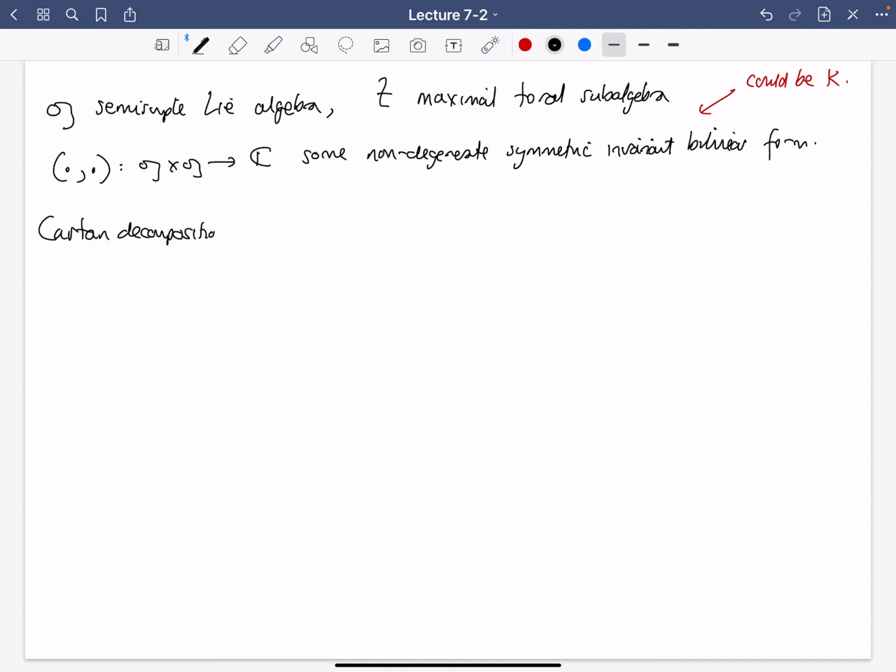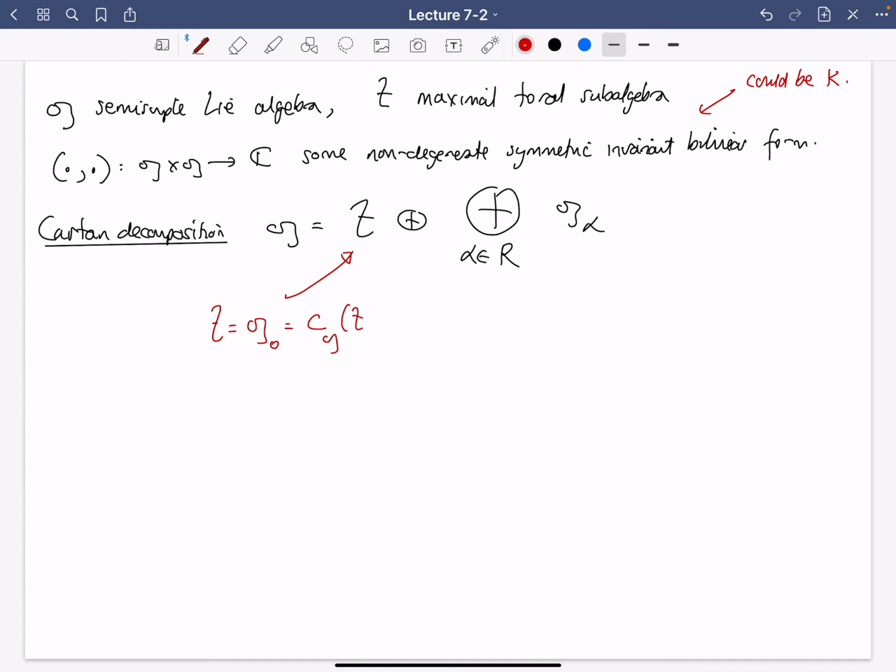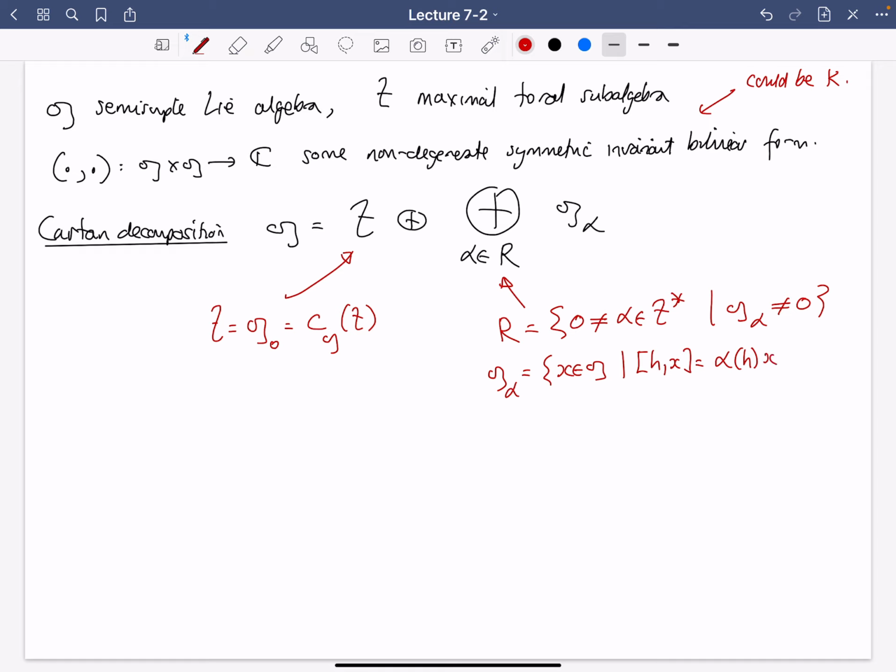So we've established the Cartan decomposition. We did this in the last lecture. We showed that G decomposes as T together with a direct sum over so-called roots alpha of root spaces. And we showed, with the hard work that we did, that T is exactly equal to the zero weight space, the centralizer of T in G. And this R here was the set of roots, the set of non-zero elements alpha in T star such that G alpha is non-zero. The general notation G alpha meant the set of all x in G such that h x is alpha of h times x, for all h in T. So that's the alpha weight space of G with respect to the adjoint action of T.